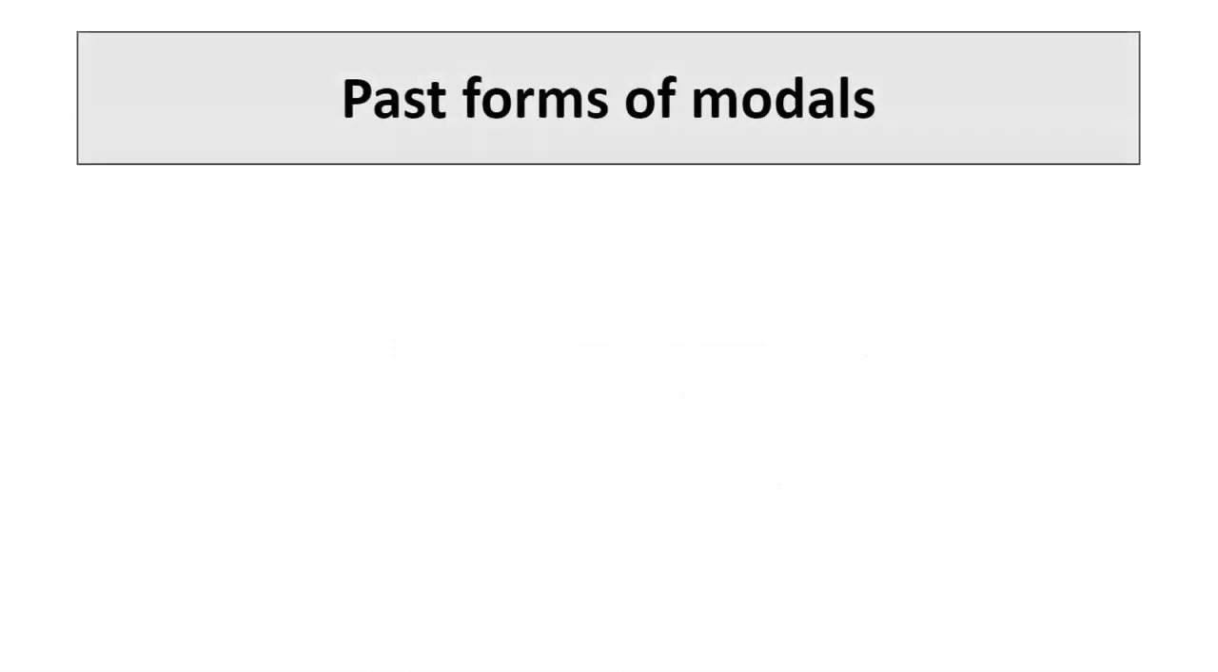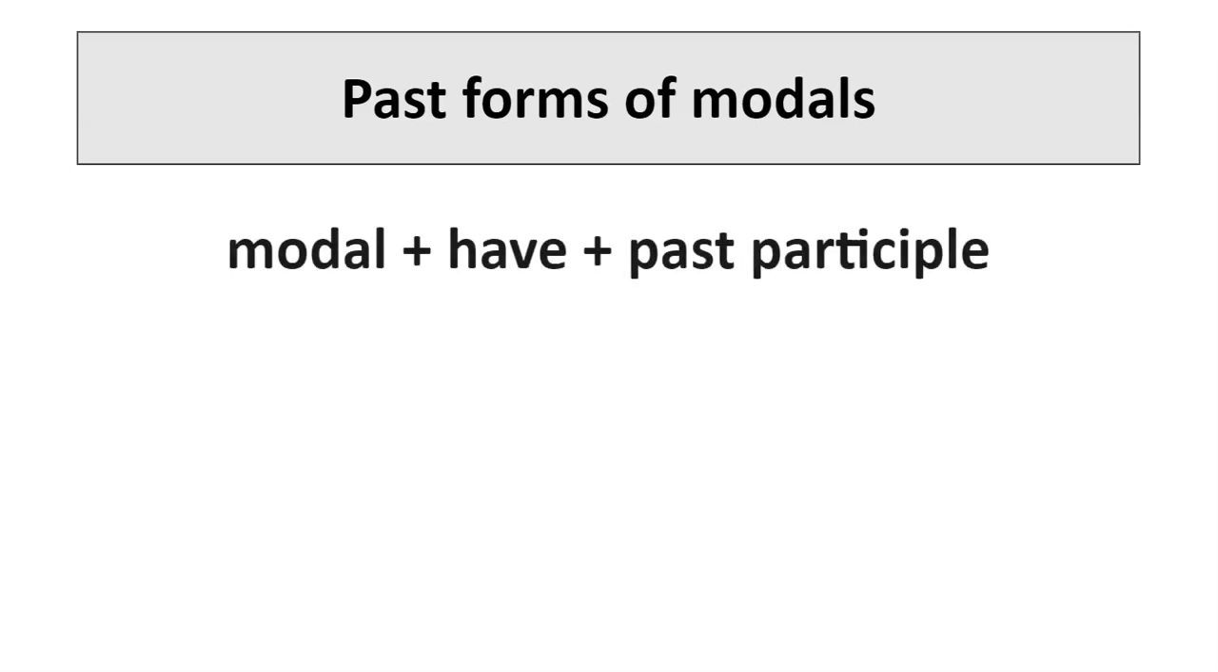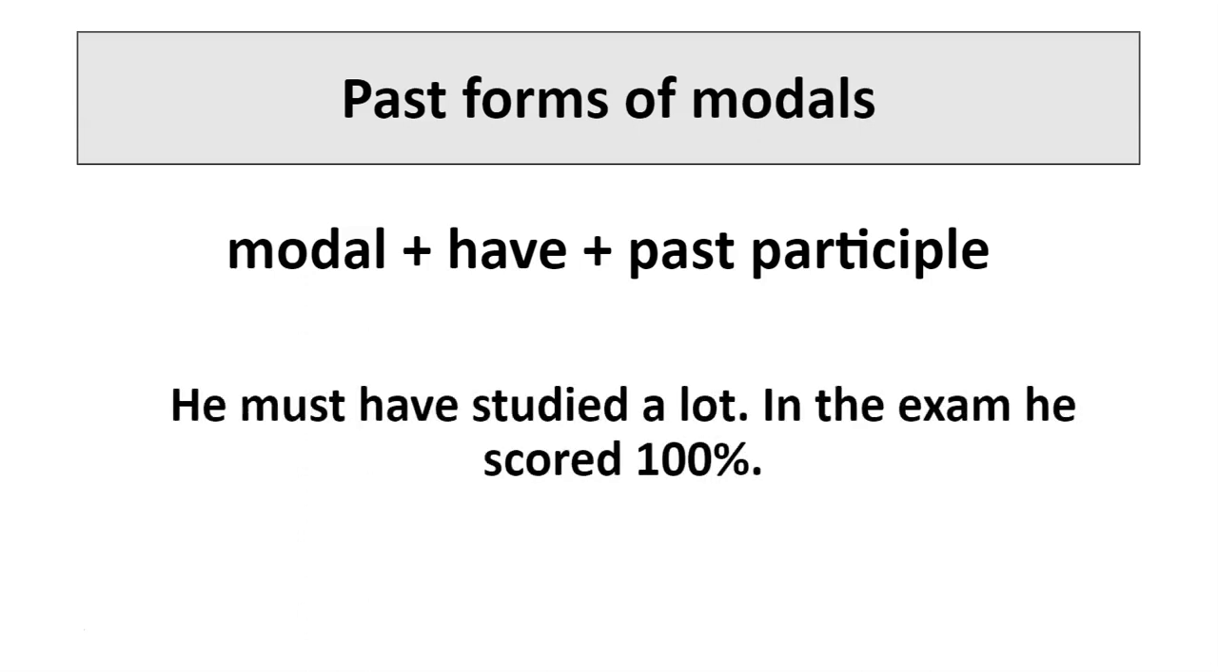We also must know at this level how we can use these modals to describe possibility and certainty in the past. We need to use the past form of the modal, and we need to use this structure: the modal and then the word have, always have, because after a modal it's always the infinitive, and then the past participle. For example, he must have studied a lot. In the exam he scored 100%. So here we're talking about how we are sure that in the past the boy studied. Why are we sure? Because he scored 100%. So he must have studied a lot.